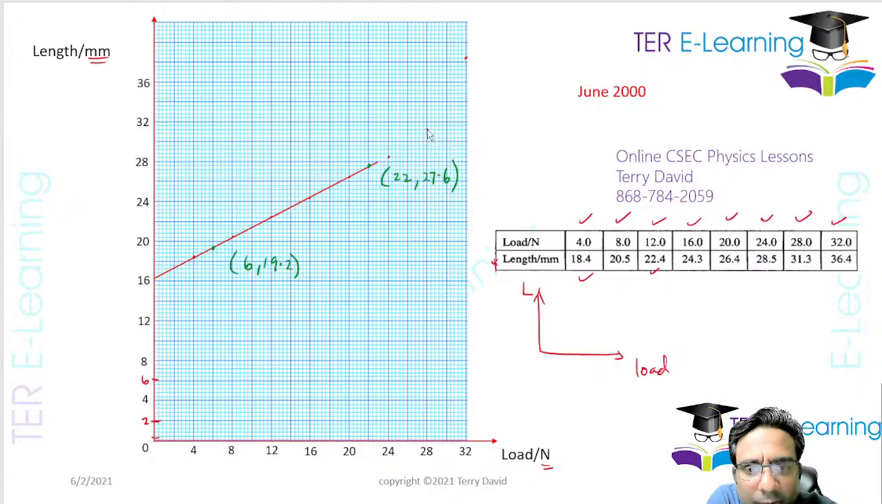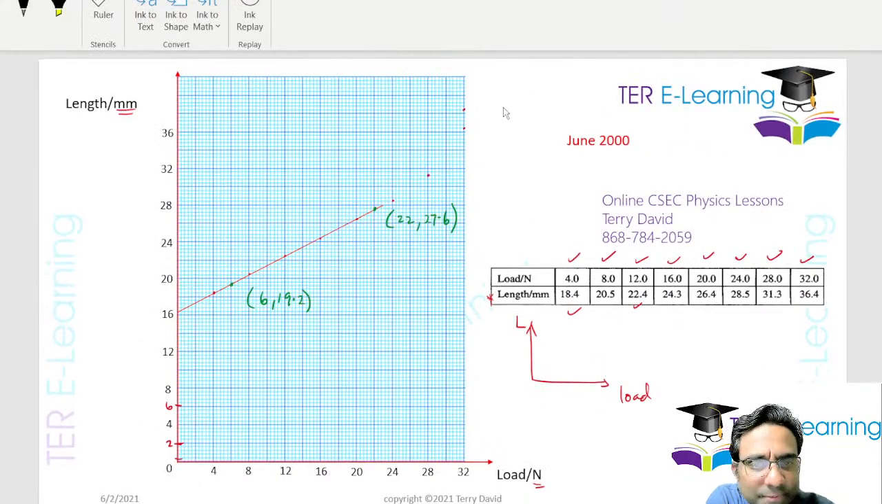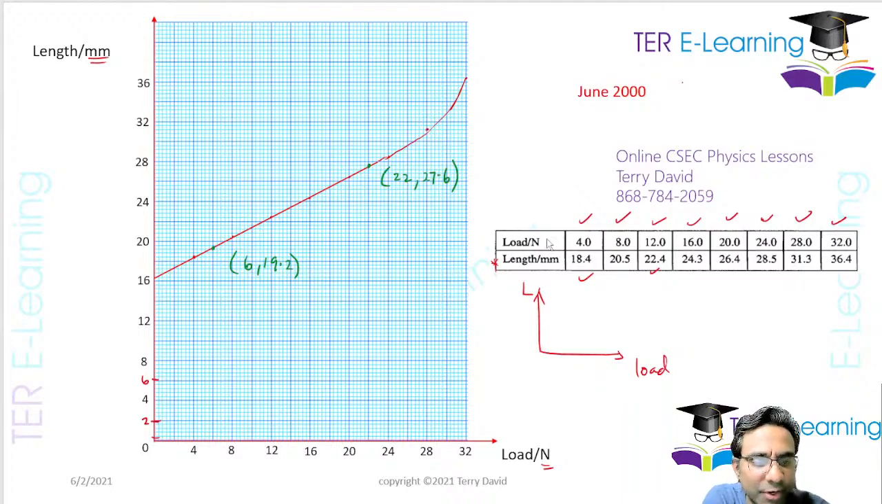That's about here. And then 32 against 36.4. Right, so thanks for that, guys. So the graph looks more like this, right? So that's the only change you're making. But I didn't choose any point there in order to figure out my gradient, right? So thanks for seeing that, guys.